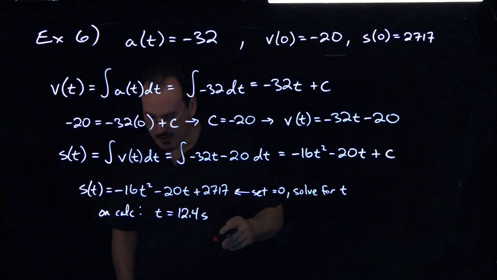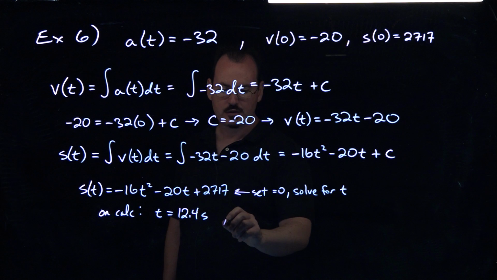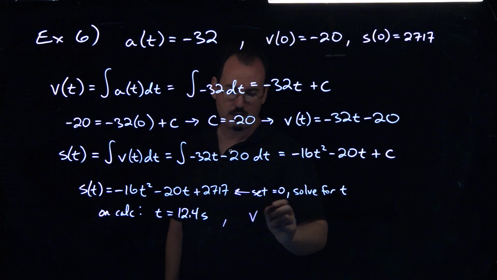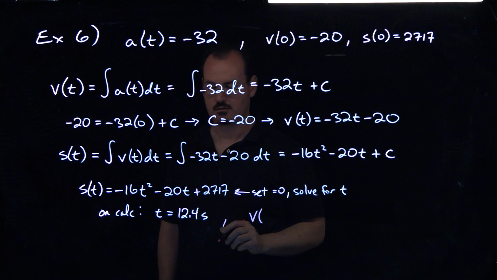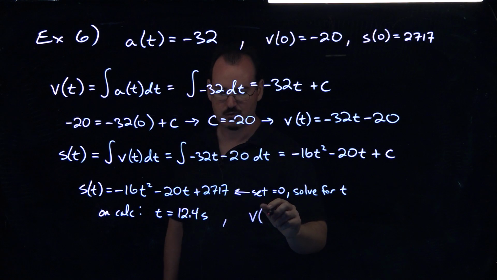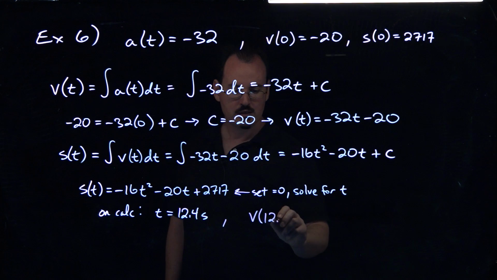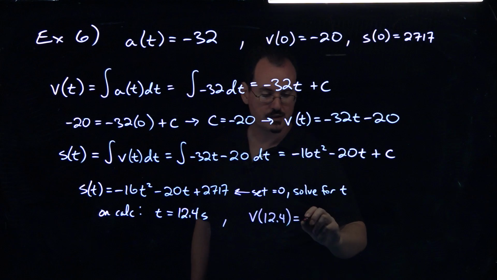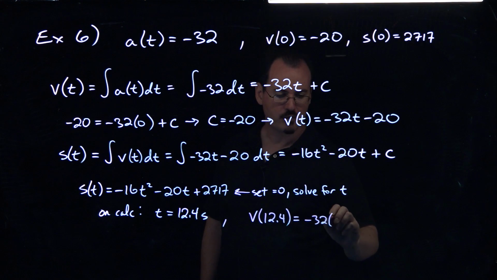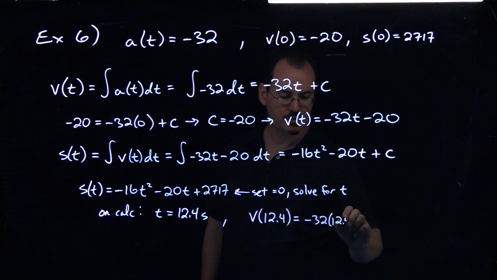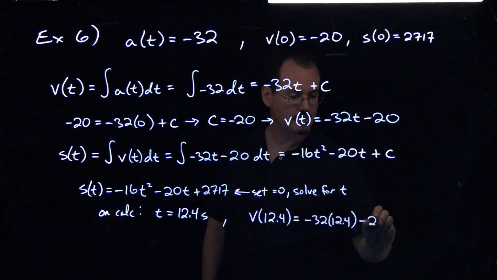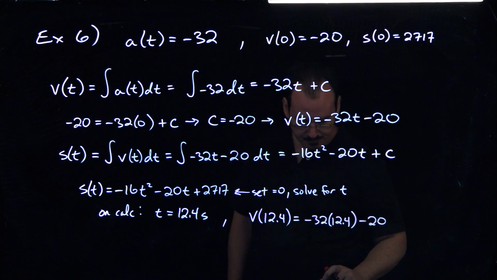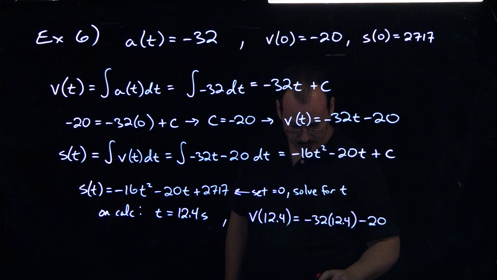And how fast is it going when it hits the ground? So to do that, we have to use the velocity function for that. How fast is it going when t is equal to 12.4 is really what we're after. So if I plug 12.4 into the velocity function, that's the velocity function there. Again, we're of course assuming no air resistance here, which is probably not that great of an assumption, but for the purposes of this problem, we'll have to make that assumption. If you do include air resistance, things of course become a lot more complicated.